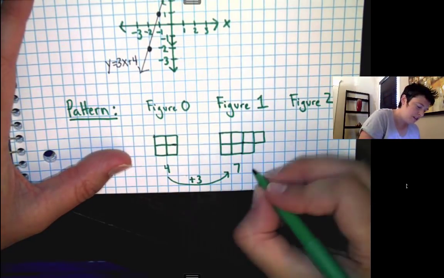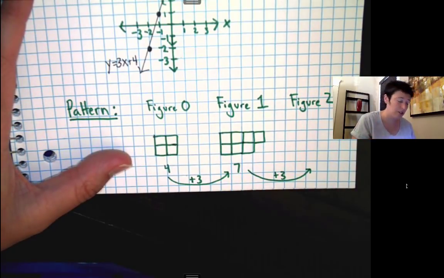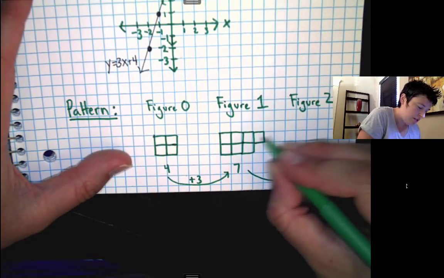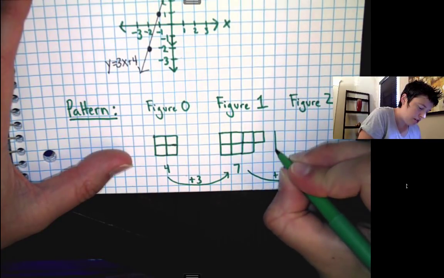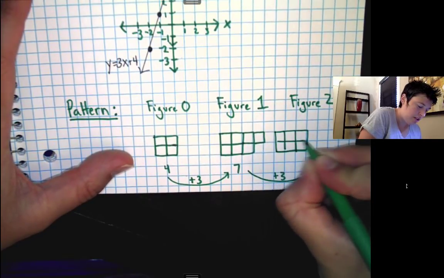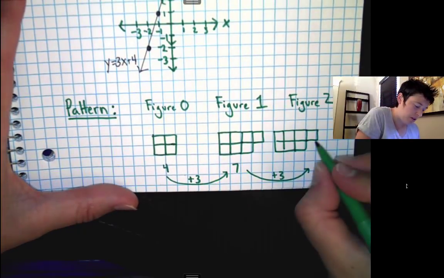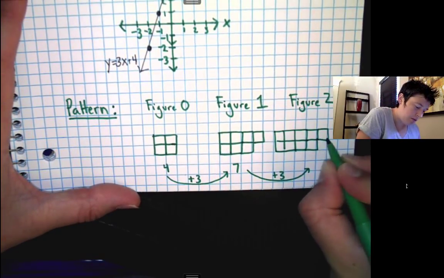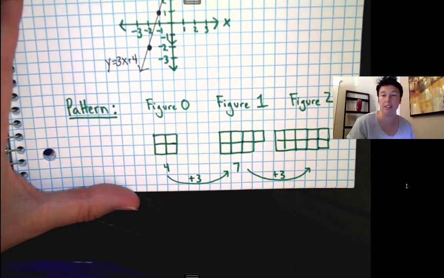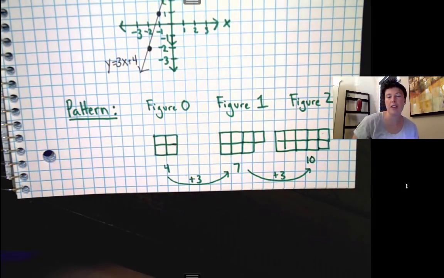I'm going to go again. I'm going to add on 3 more because I know the growth is 3 and figure 2 should have 10 tiles. So let's see here. I'm going to draw the original figure, which I'm going to put really close to this, I think. So here's figure 1 with the 7. But now I need to add on 3 more. So 1, 2, 3. There's figure 2. And that should be 2, 4, 6, 8, 10 boxes, 10 tiles. A little 10 under here. And there it is. That's my pattern.